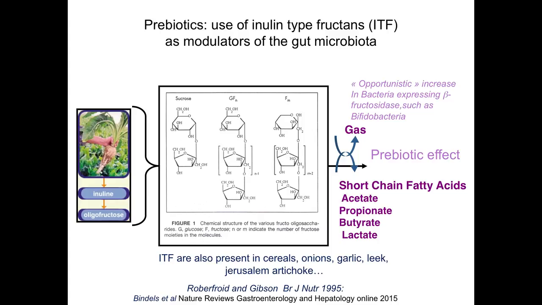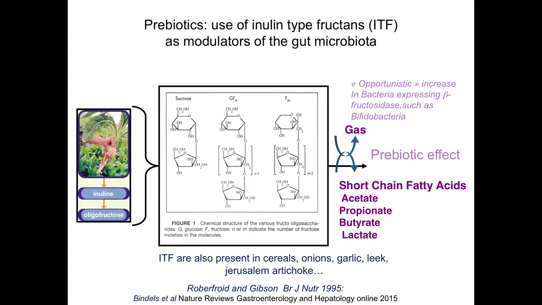It was in 1995, in fact, where some components that were first extracted from the chicory root, but that you find in many foodstuffs and vegetables like the cereals, onions, garlic, leek, and so on, those are the inulin, which are polymers and oligomers of fructose. And the characteristic of this molecule is that they are resistant to the digestion in the upper part of the gut. But there are some bacteria that express the beta-fructosidase and which are able to use these fructans as energy substrate and then to gain a proliferative advantage on the other bacteria. It is the case, for example, of the bifidobacteria.